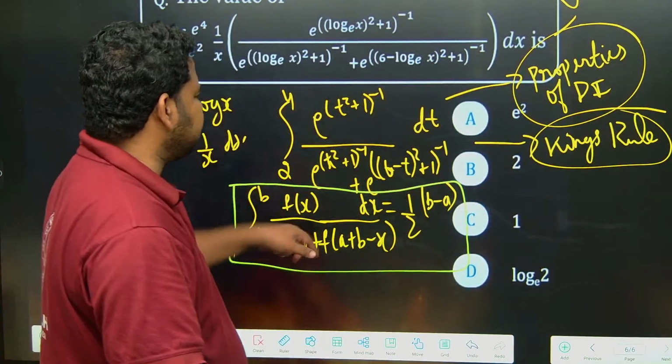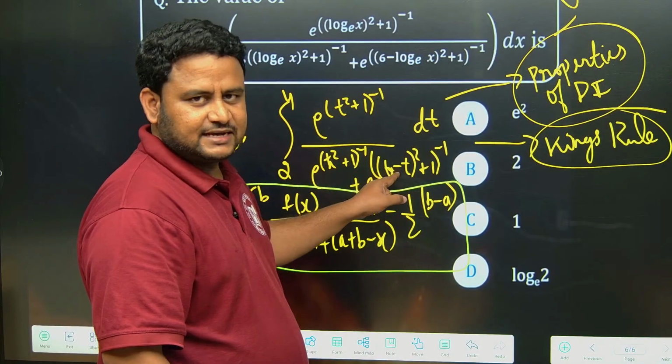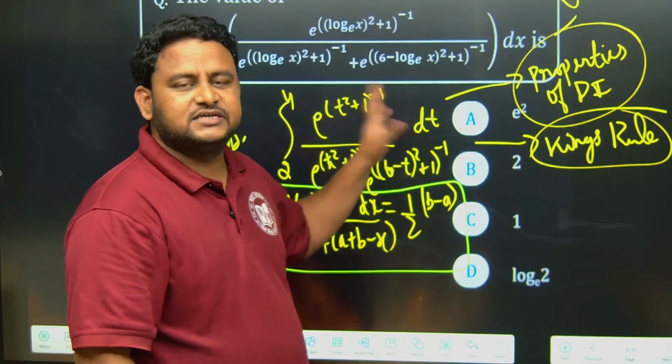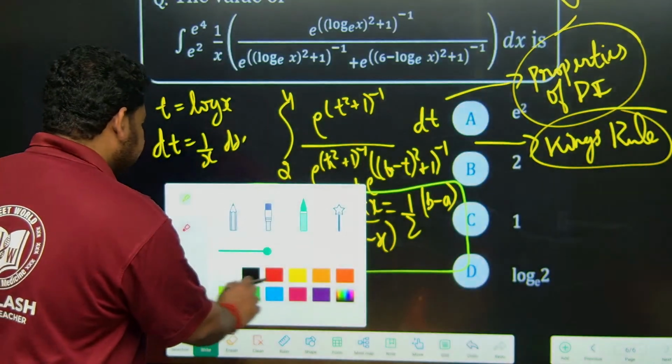Now, how did I get that this is King's rule? You can see that 2 plus 4 is 6. Here I am having 6. So based on that, I concluded that this is based on King's rule. So if I apply the King's rule here, what will I get?